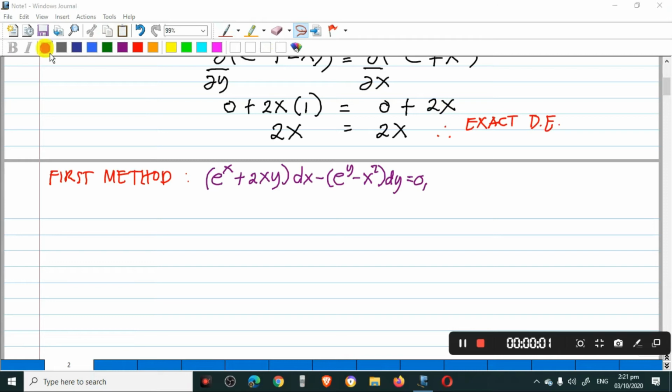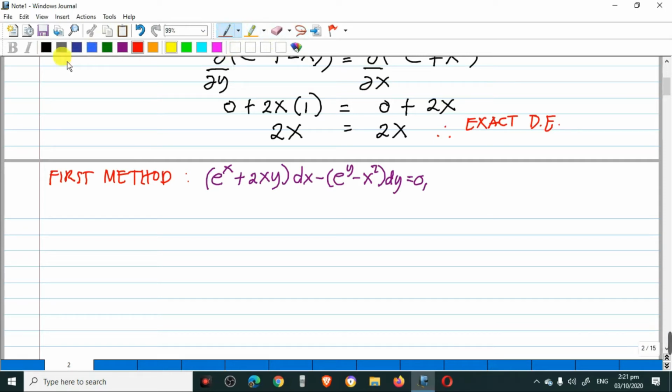First method. So our first method, first, let us again assign or check the value of our M term and N term. So in this exact differential equation, since we already proved that this is an exact DE, so this value is our M and this value is our N. Just distribute the negative sign dun sa ating buong term. So, let us now do the first step.